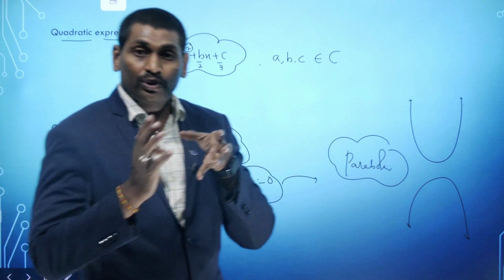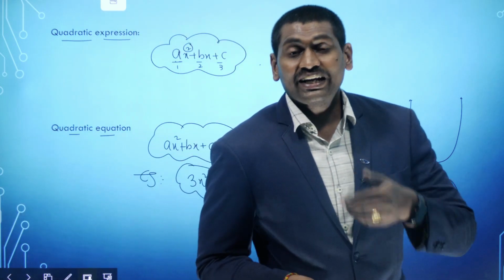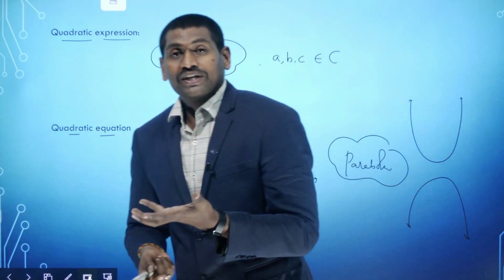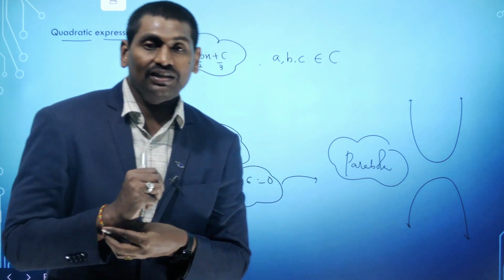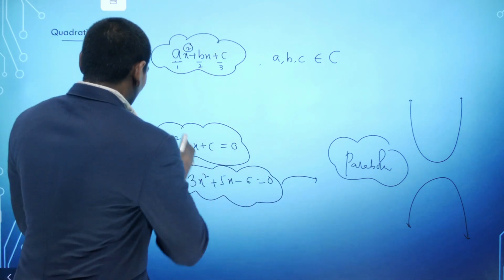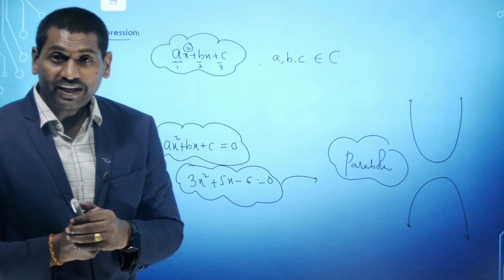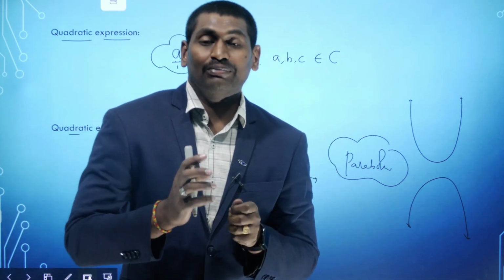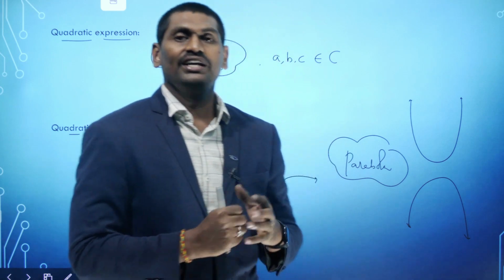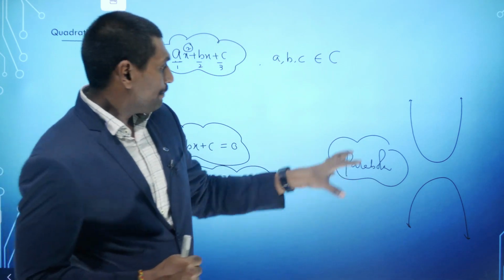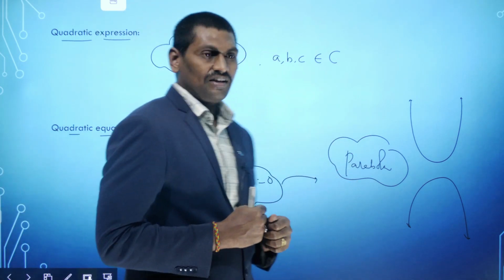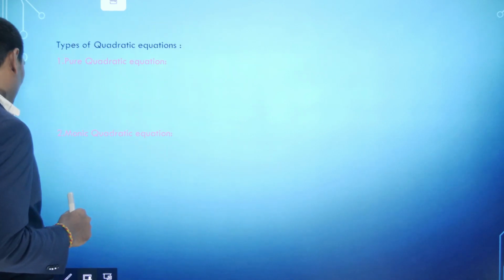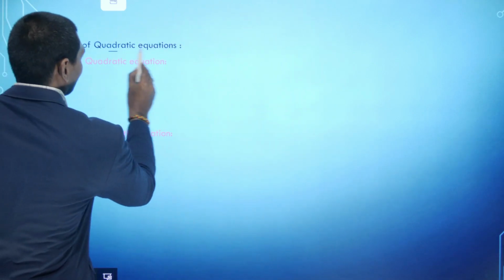That means if you take a quadratic equation and represent it by taking values in the place of x and plotting them in a two-dimensional shape, using coordinate geometry, it will give you the shape of a parabola. Okay, let us go through the next one. Now from this, let us see the types of quadratic equations.